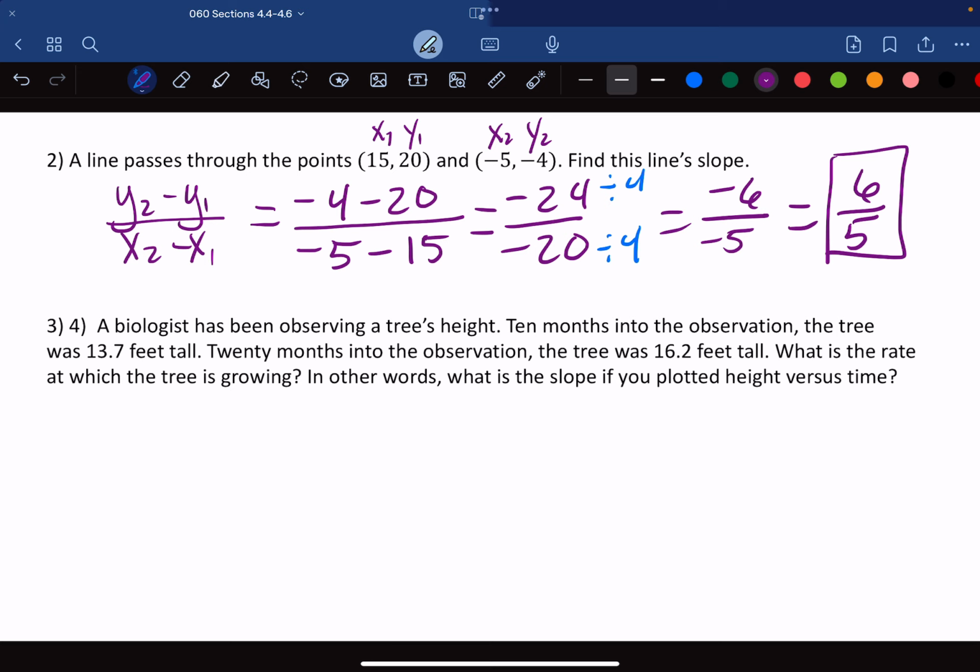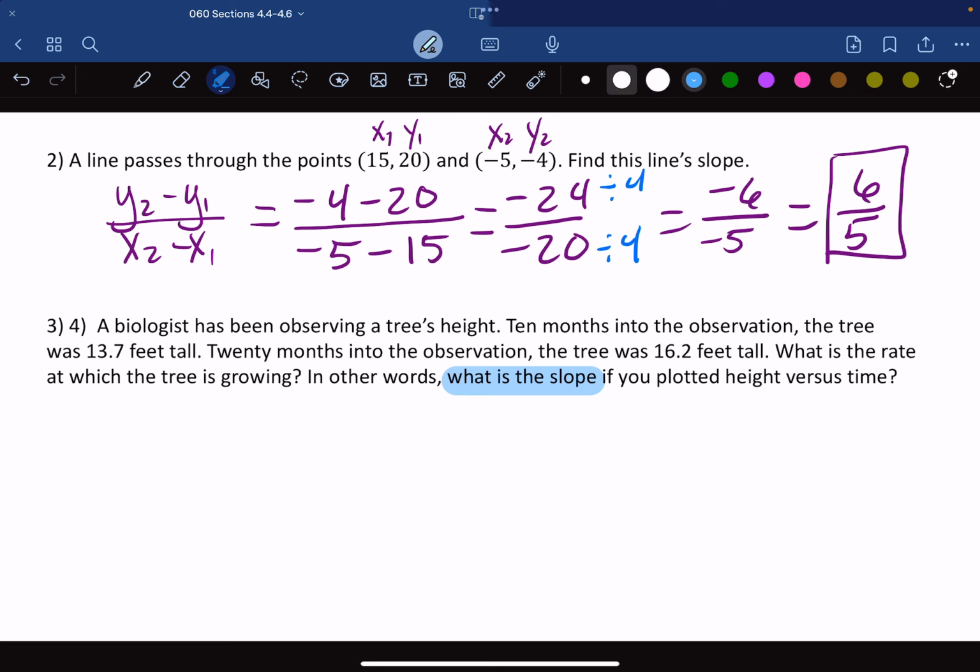Let's look at a word problem. So we have a biologist. A biologist has been observing a tree's height. 10 months into the observation, the tree is 13.7 feet tall. 20 months into the observation, the tree is 16.2 feet tall. What is the rate at which the tree is growing? In other words, we're looking for what is the slope.